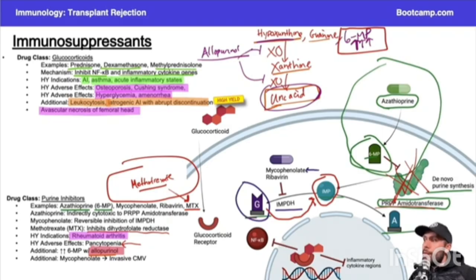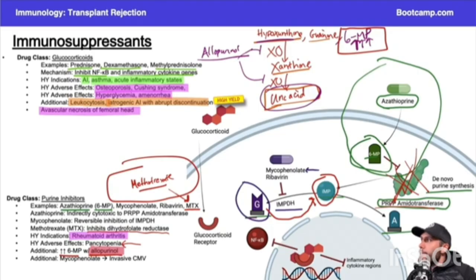So just remember, if you have a patient in a board question on allopurinol and they're getting 6-mercaptopurine, there can be some serious side effects to that. And there's a lot of different ways they can word that, but you just have to remember that these two are associated in that way, in the sense that 6-mercaptopurine is broken down by xanthine oxidase, much like hypoxanthine and guanine.